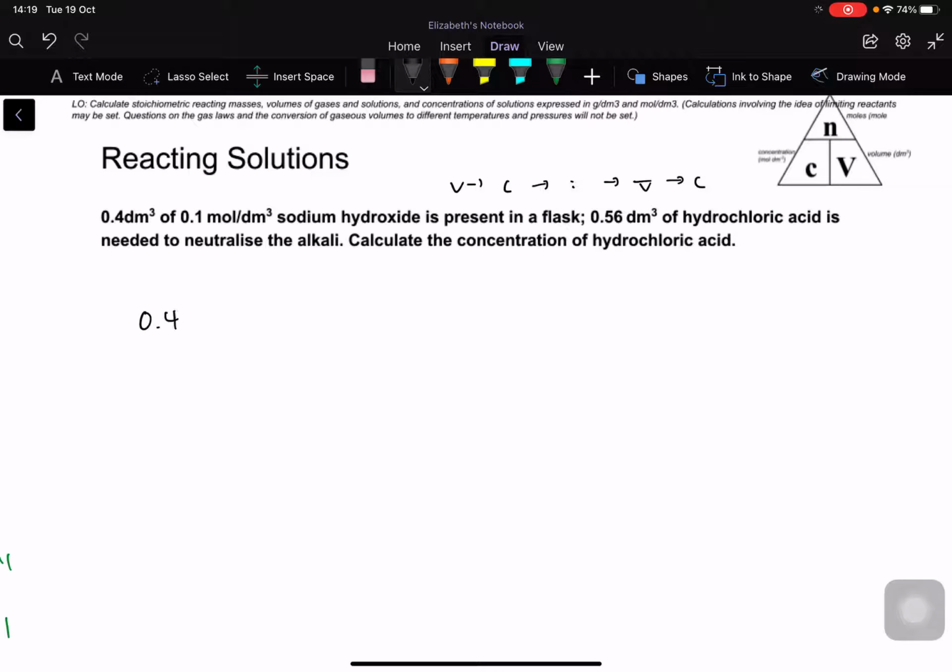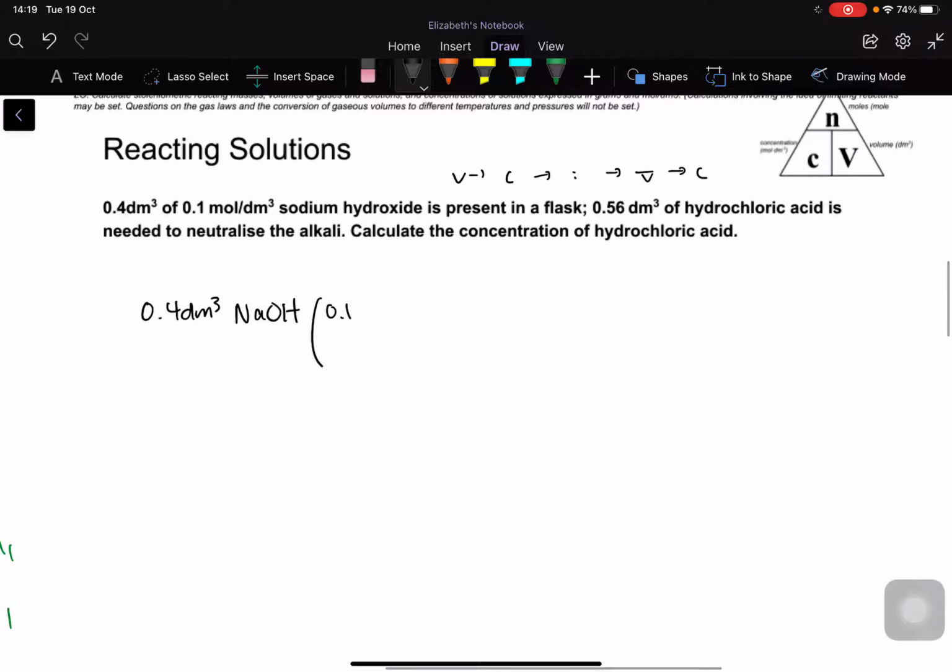So we're starting out with 0.4 decimeters cubed of sodium hydroxide. We don't want volume, we want moles, and so we're going to use our concentration to get rid of that decimeter cubed. We know for every 1 decimeter cubed, there's 0.1 moles of sodium hydroxide. Now, according to the chemical reaction that we saw above, or if you want to rewrite it out, we know that it's a 1-to-1 molar ratio between HCl and NaOH.